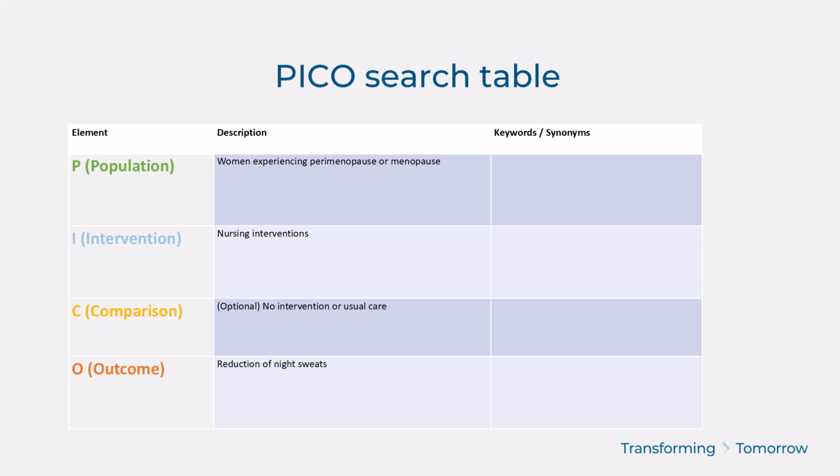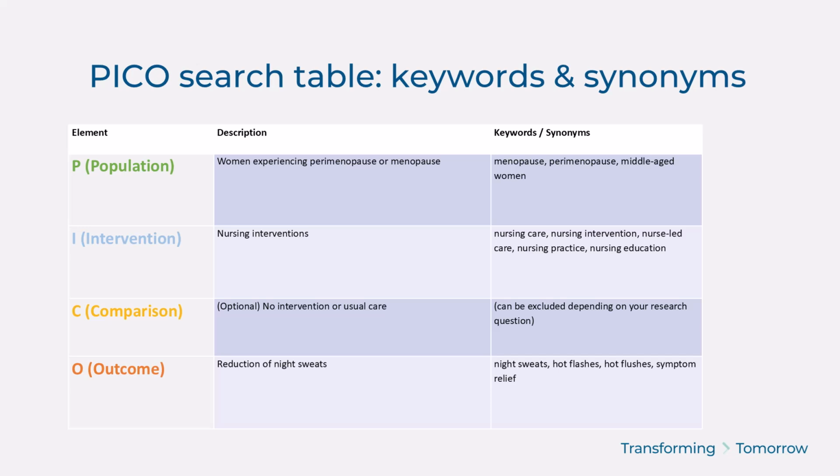The next step is where we begin lifting out keywords and generating synonyms and alternative phrases from these key concepts. Here we have menopause, perimenopause, and middle-aged women for the first element. Then some extra synonyms in addition to nursing interventions such as nursing care, nurse-led care, nursing education. And finally, for our outcome, we have night sweats, night flushes as it is known in Australia, and night flashes as it is known in the US, as well as some symptom relief or symptom reduction.